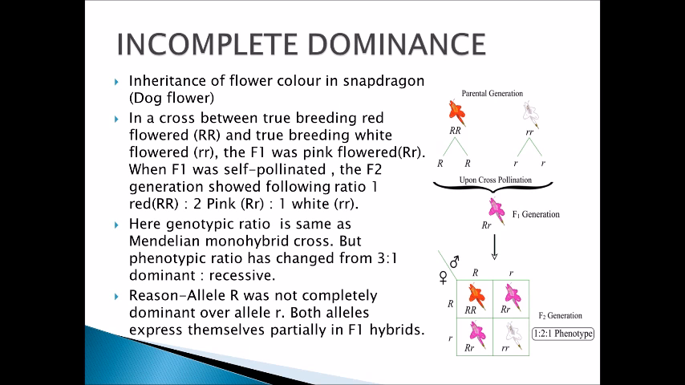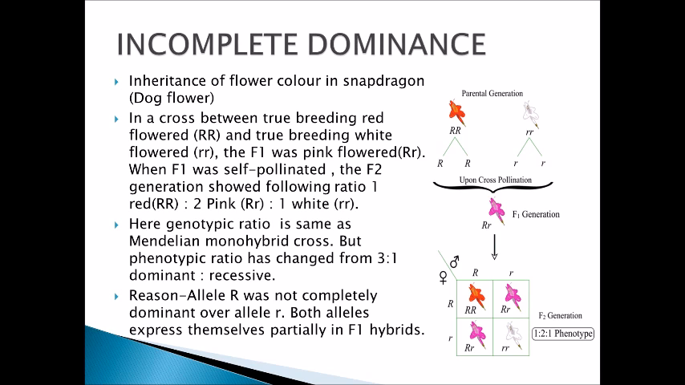Now, we have seen the law of dominance, but it was seen that this law of dominance is not always seen in nature. In certain examples, in certain plants, incomplete dominance is seen. One such example is inheritance of flower color in snapdragon. The plant snapdragon is also called dog flower.